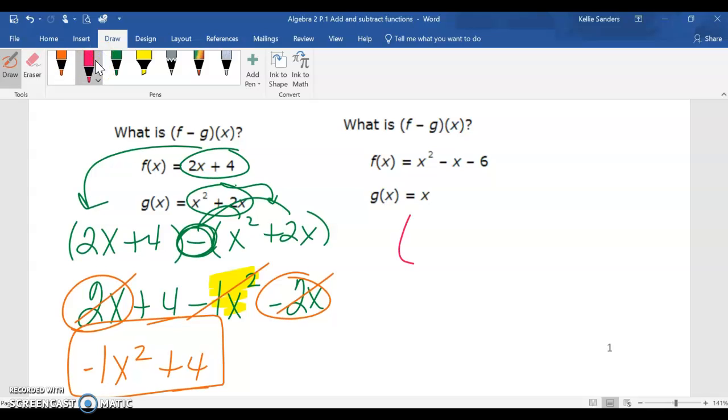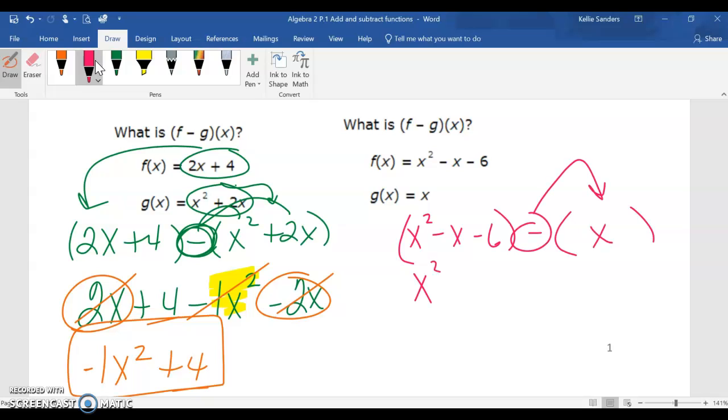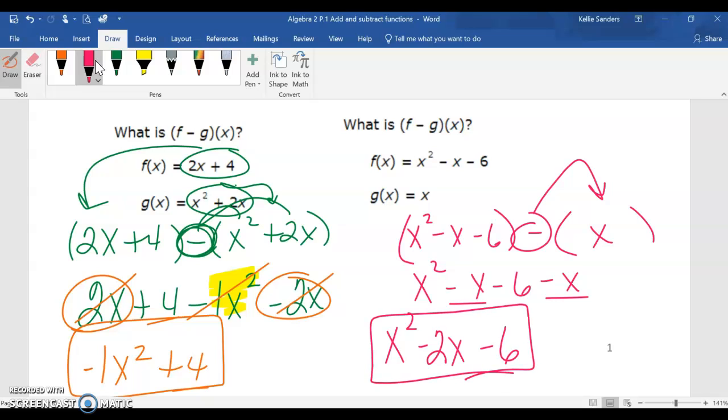And then if we have f minus g, f is going to go in here, g is going to go in there. This negative is going to change that positive x to a negative x. And then these are the only two terms that are alike. So x squared comes down, and negative x and a negative x is negative 2x. And then the negative 6 comes down.